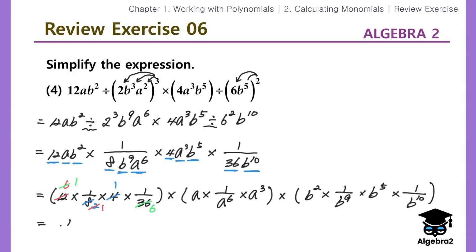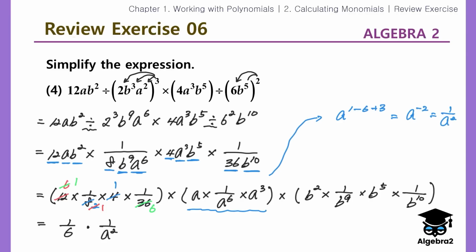So 1 over 6 times, so this part right here, that simplifies to a to the 1 minus 6 plus 3. So that's a to the negative 2, right? So that's 1 over a squared. So times 1 over a squared.